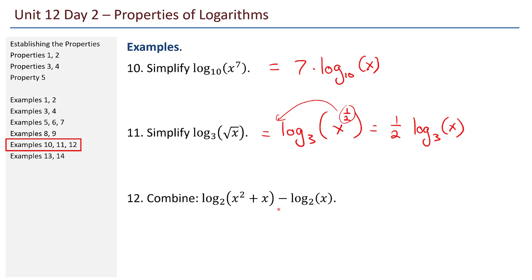This last one, let's combine the two logs. It's a subtraction of logs, so I'll take a division of their arguments. So that's log base 2 of x squared plus x all divided by x. And it looks like the top and the bottom, they have a common factor of x. And I know that x isn't going to be 0 because 0 is not in the domain of log. So this becomes log base 2 of x plus 1. That's what happens when I cancel out my common factor of x.